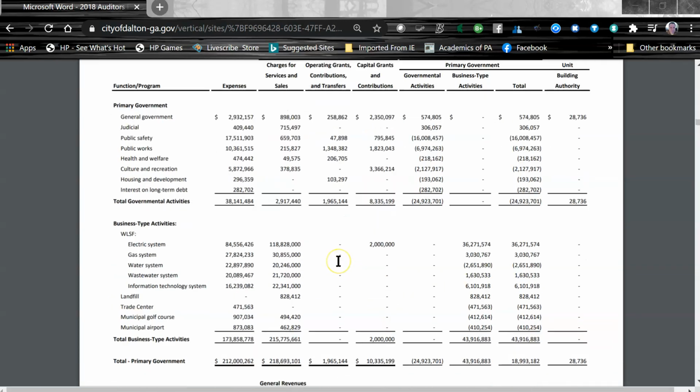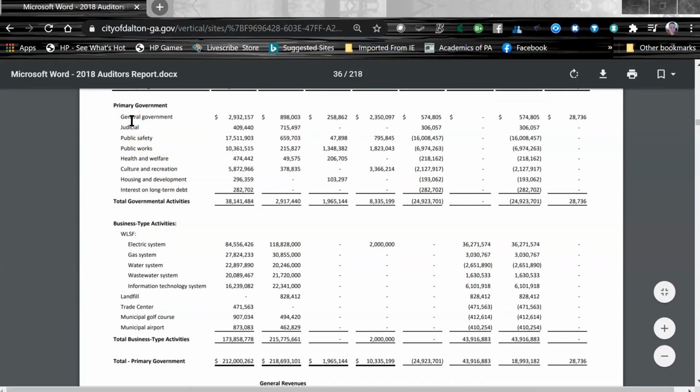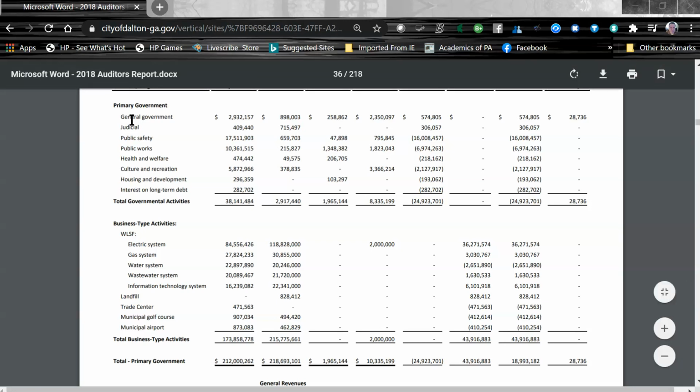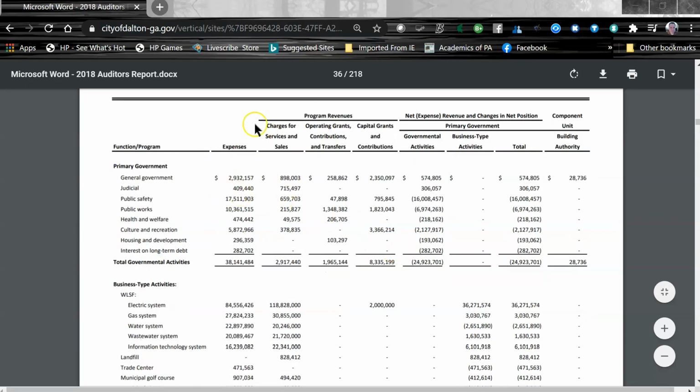But again, the difference here is rather than seeing the income statement set up where you've got sales minus cost of goods sold equals gross profit minus the different operating expenses and so on and so forth, you don't see that here in this statement, and that's because the focus here is on accountability at the function or program level. There are other reports you can look at to get more into the details of what these expenses are.